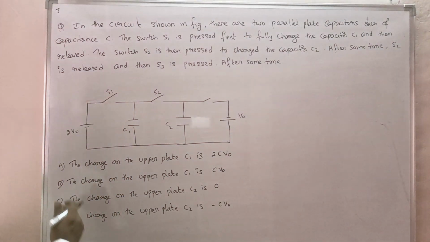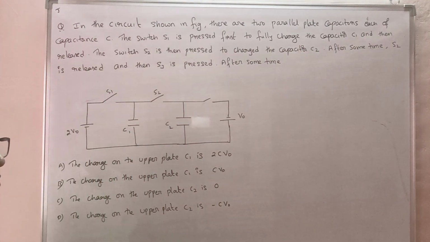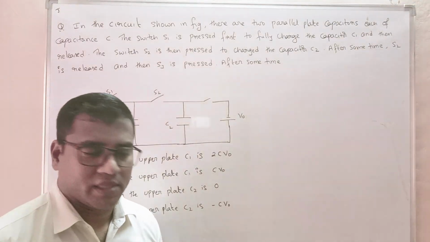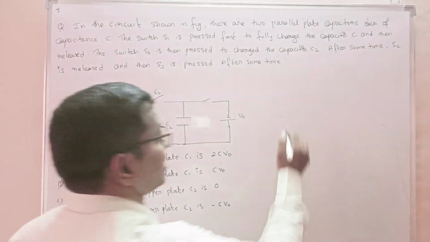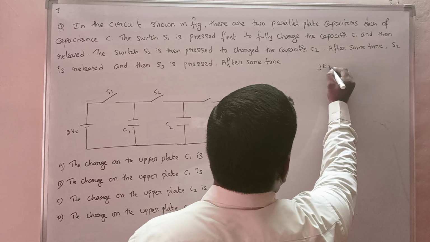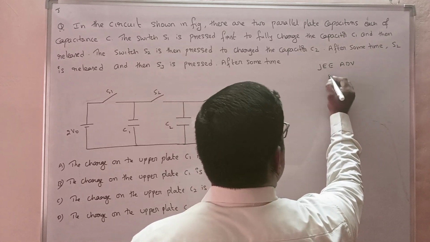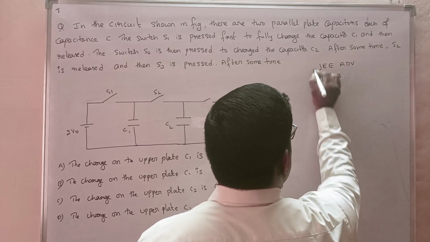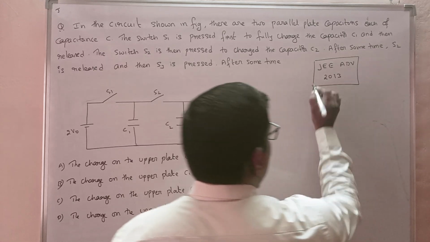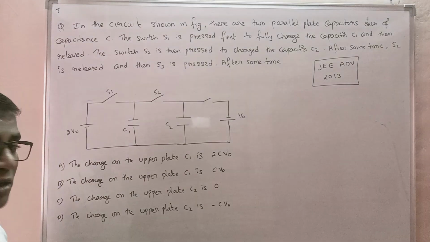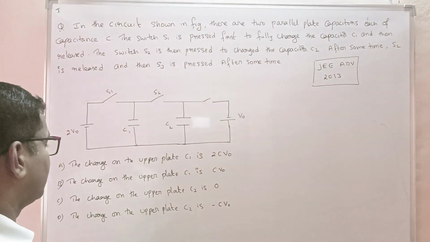Here, 4 options are given. Out of the 4 options, we have to choose the correct options. And this question is from JEE Advanced 2013. A small question, basic concepts again.